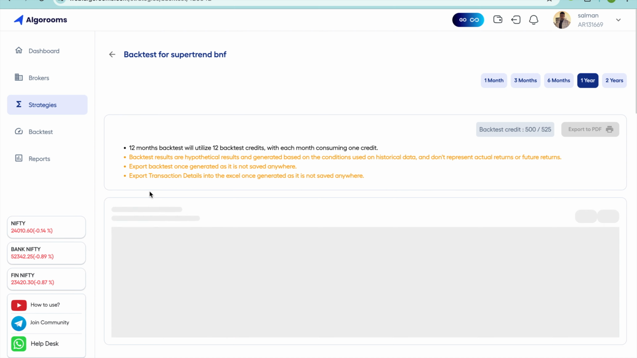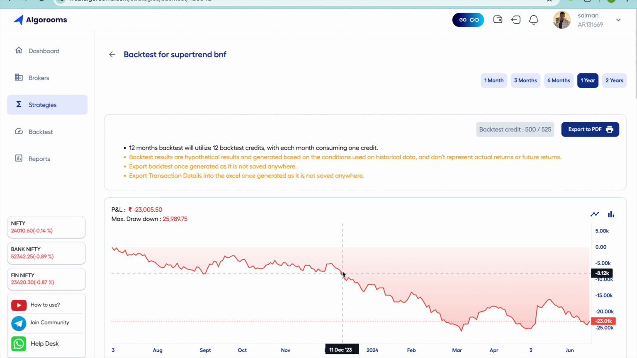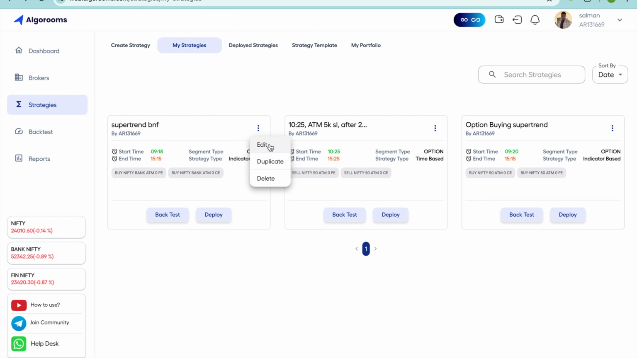Will this work on the buy side? It's taking some time to load. Okay, you see it's not working on the buy side. It's completely lost. Okay, same graph you saw, it's completely inverse. So buy side is not working. This strategy is only working on the sell side.